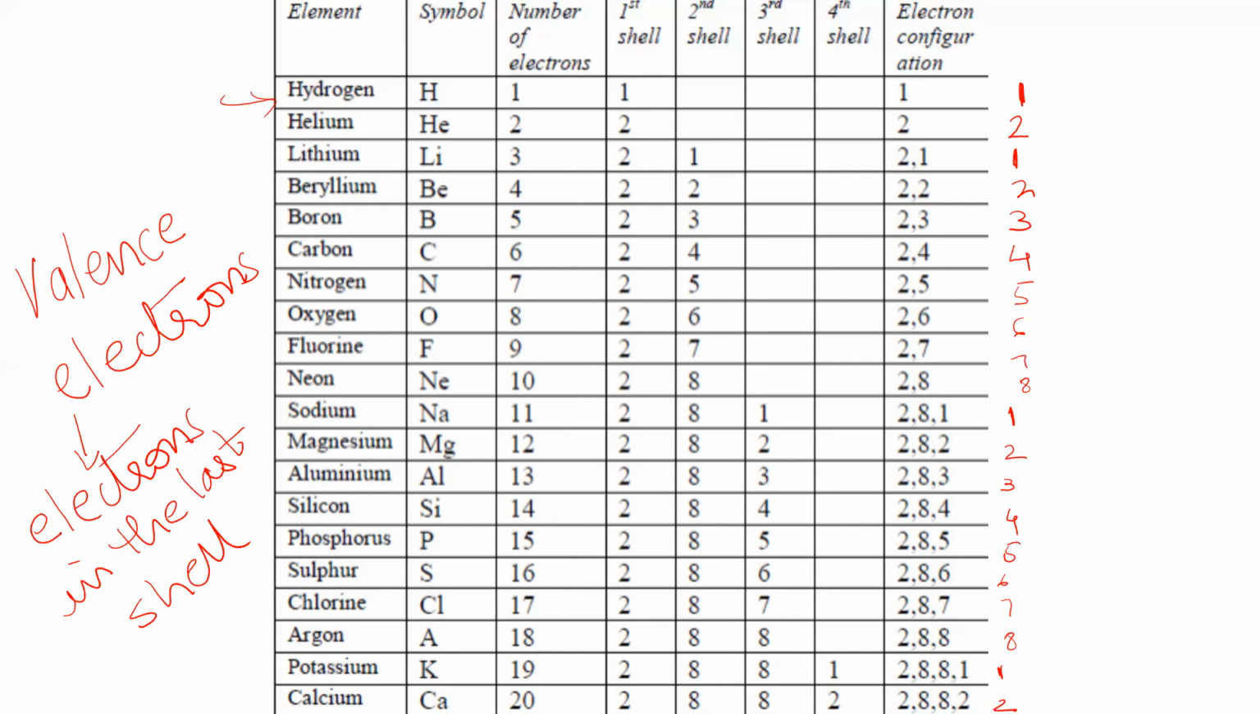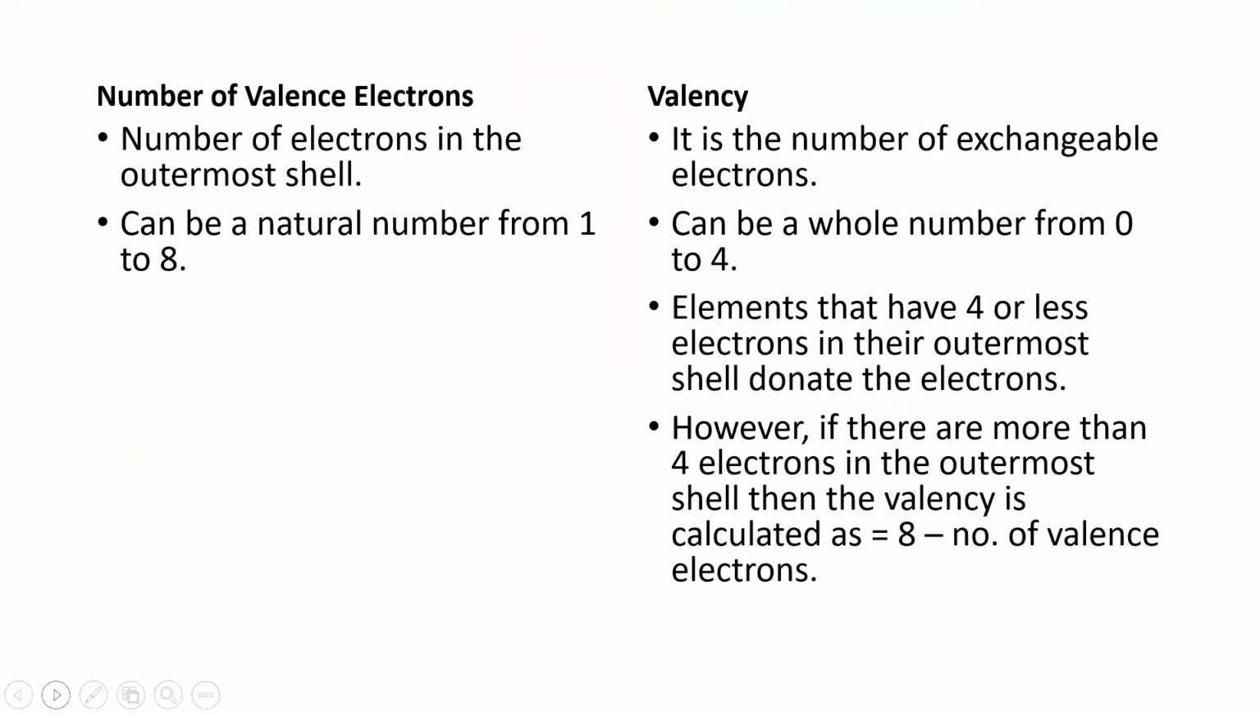As we take into consideration the concept of the number of valence electrons, the number of electrons in the outermost shell is what is called the valence electrons. And these can always be a natural number from 1 to 8. You have just seen it as we have been writing. They were only 1 to 8.